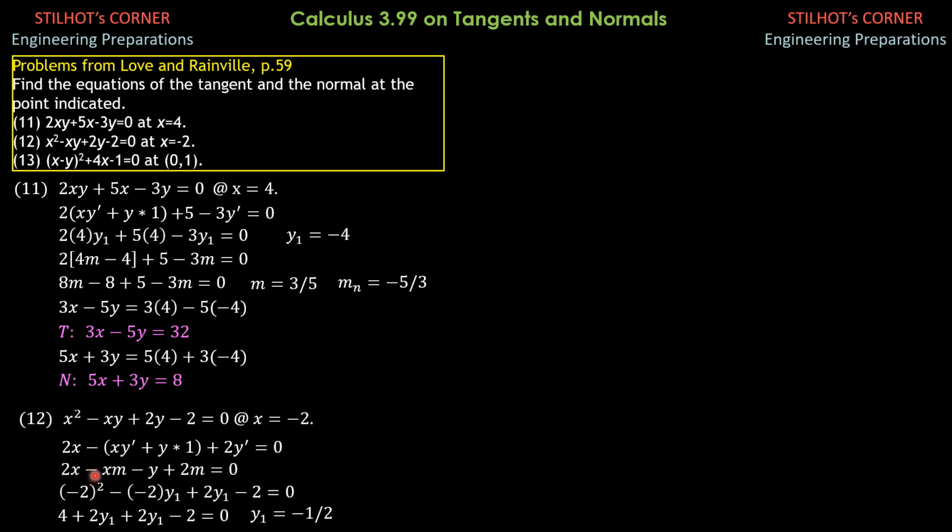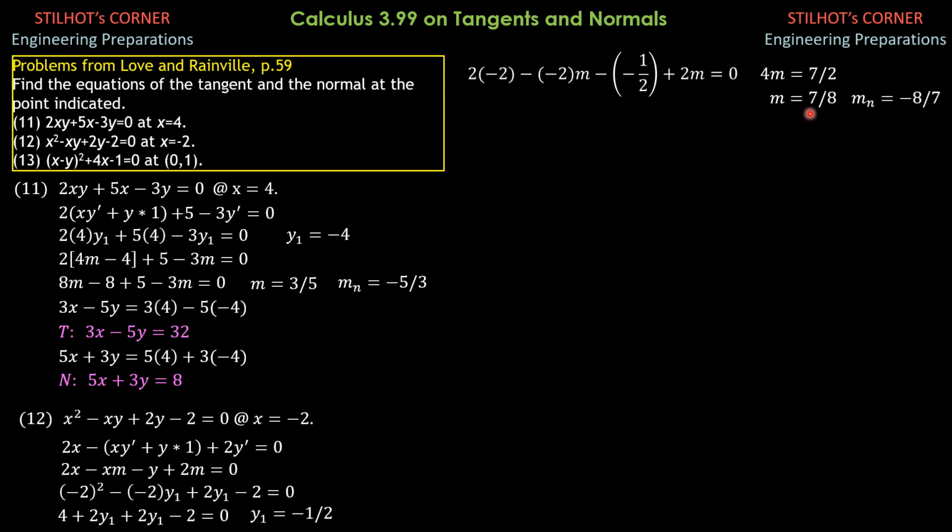So 2 times negative 2 minus negative 2 times m minus negative 1 half plus 2m equals 0. 2m plus 2m is 4m. 4m equals 4 minus 1 half. And 4 minus 1 half is 7 halves. So m therefore is 7 over 8. The slope of the tangent is 7 over 8. The slope of the normal is negative 8 over 7.